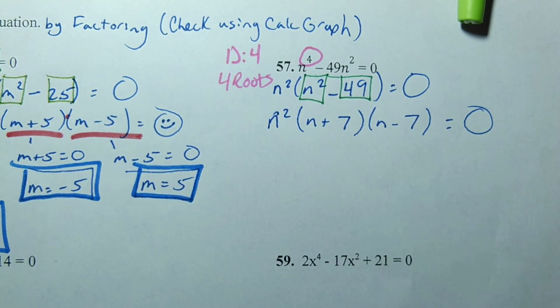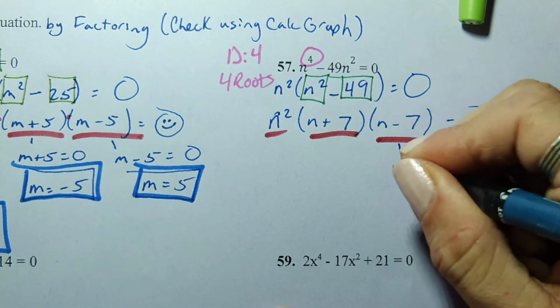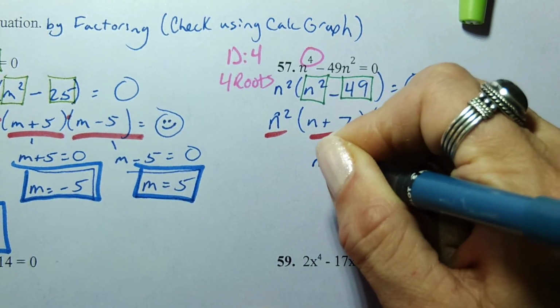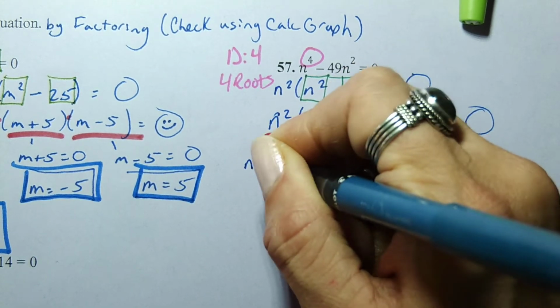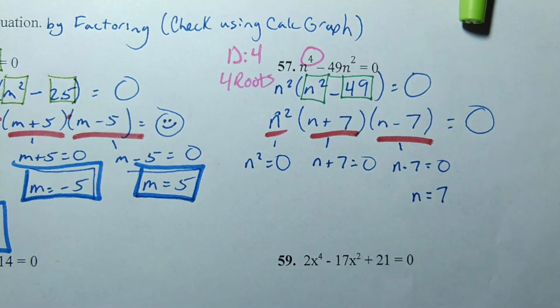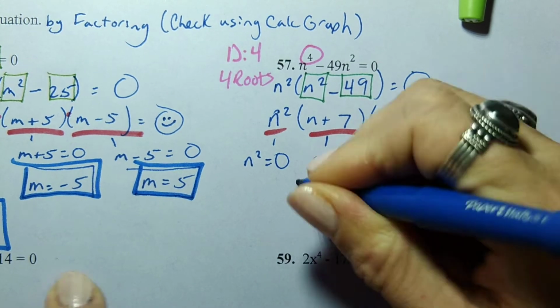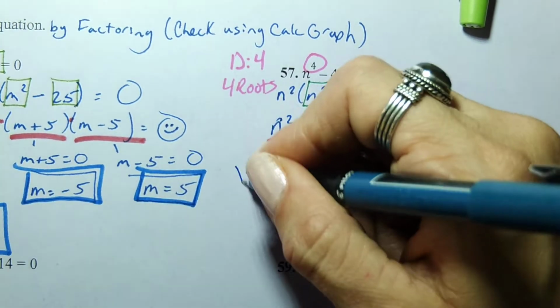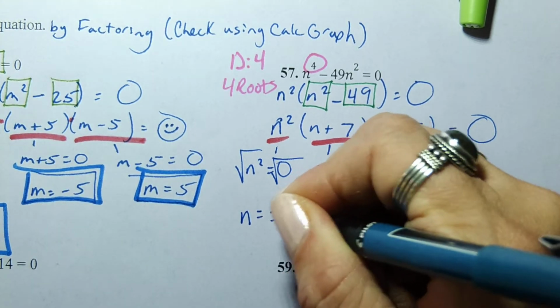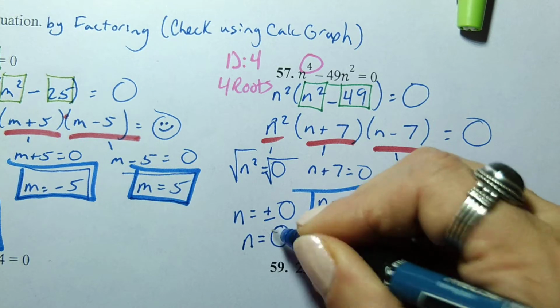So folks, now we have something times another something times another something equals 0. So either this something is equal to 0, this something is equal to 0, or this something is equal to 0. Solving this one, n would be equal to 7. There's one root. Solving this one, n would be equal to -7. n squared, square root. And n equals plus or minus 0. Are positive 0 and negative 0 different? No, so we can actually just simplify this to be 0.